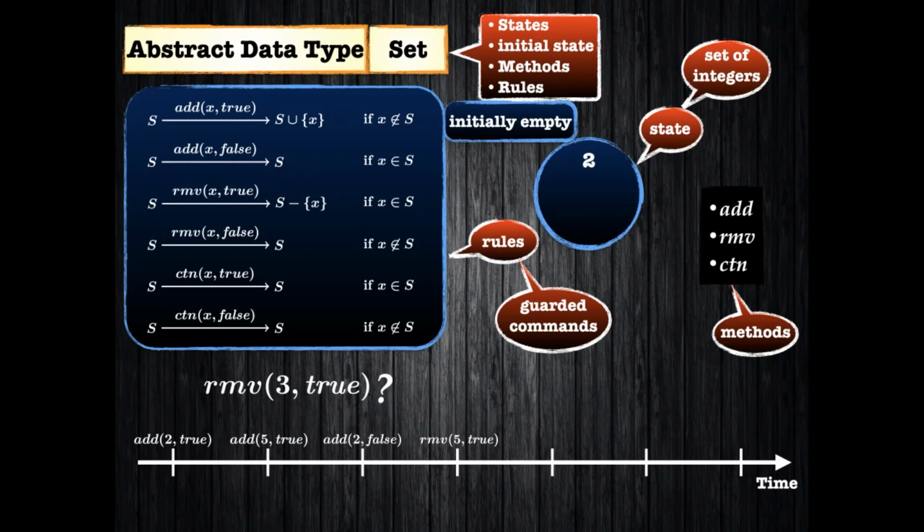Remove 3 true. So then we have to go to this rule here. And now we have to check the guard. Is 3 a member of the set? No, it's not. So this operation is not enabled. Yes, question.